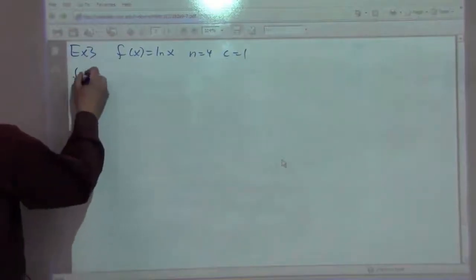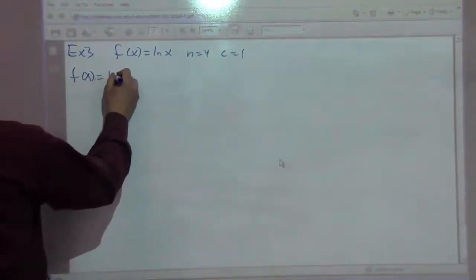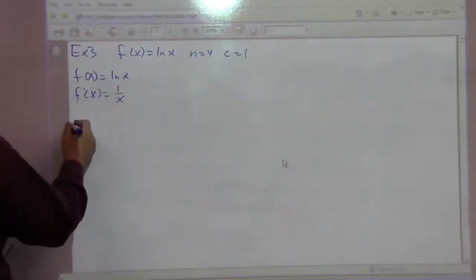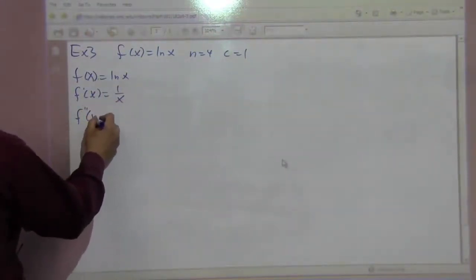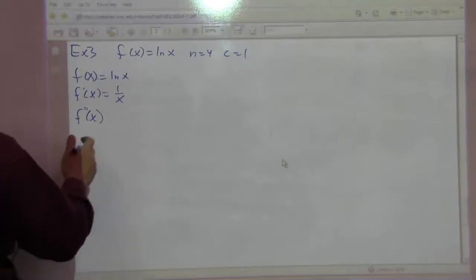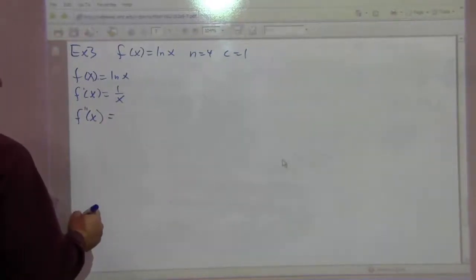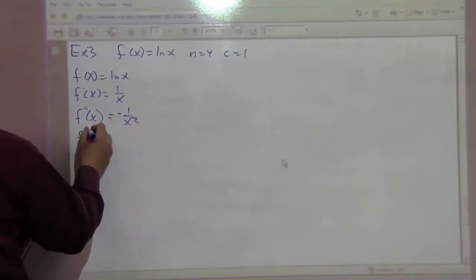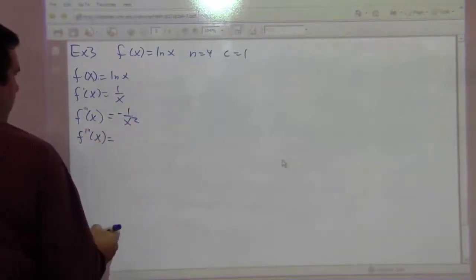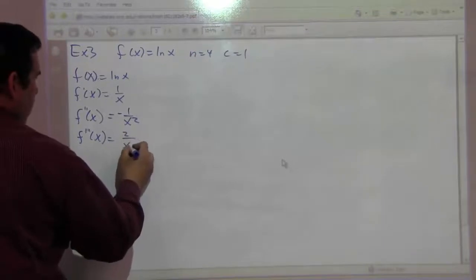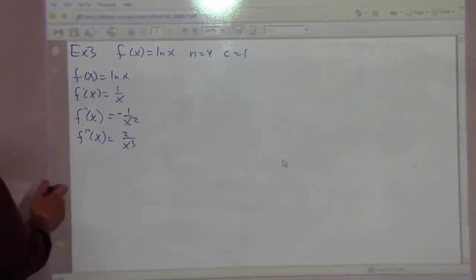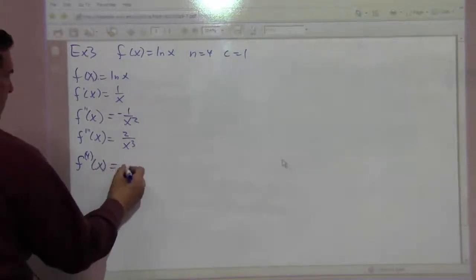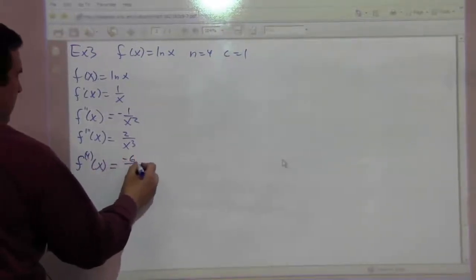Okay, so our f of x is natural log of x. f prime of x is 1 over x. f double prime of x is going to be negative 1 over x squared. f triple prime of x is going to be 2 over x cubed. And the fourth derivative of f of x is going to be negative 6 over x to the fourth.